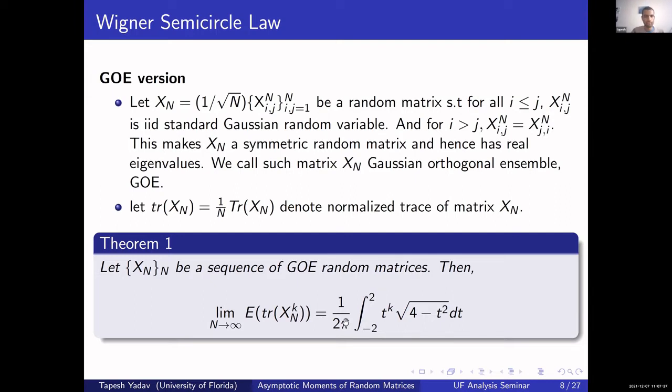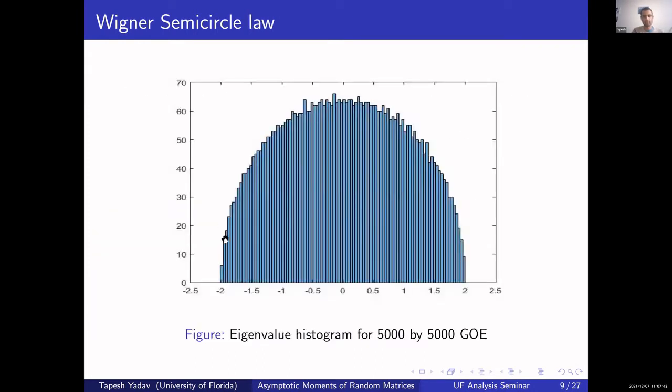Okay, so the power of this theorem is that it says that as the size of the matrix increases, the histogram of GOE matrices looks more and more like the semicircle. And that's what happens for a 5,000 by 5,000 random matrix, which is GOE.